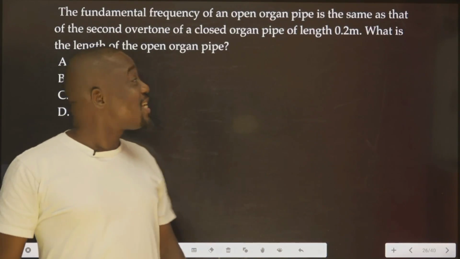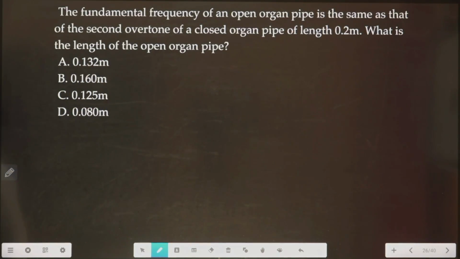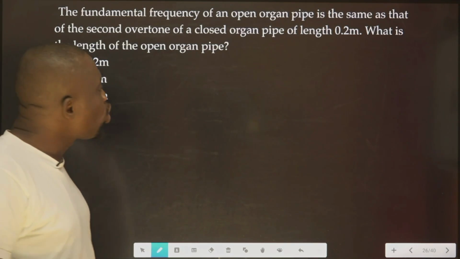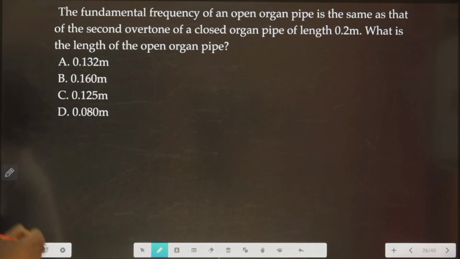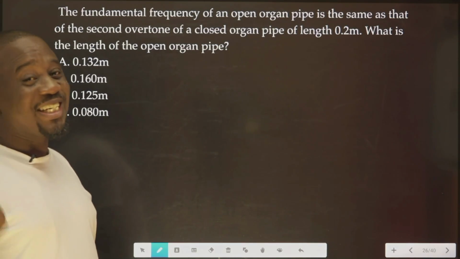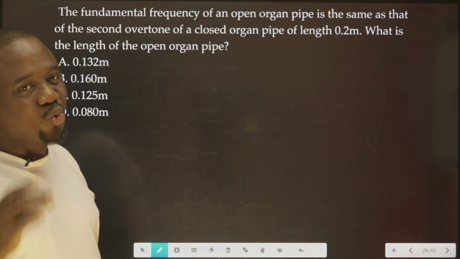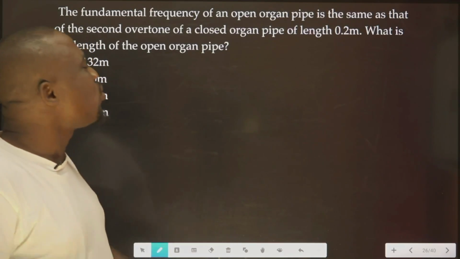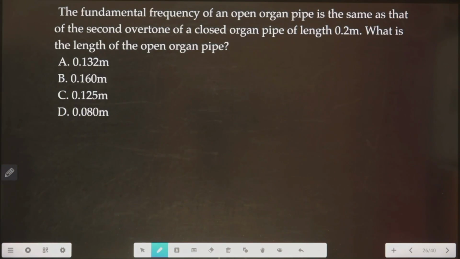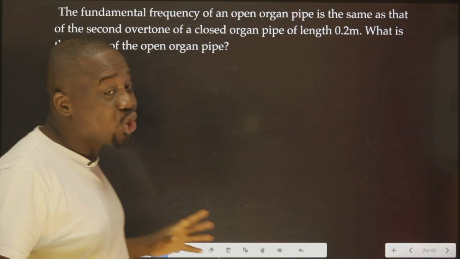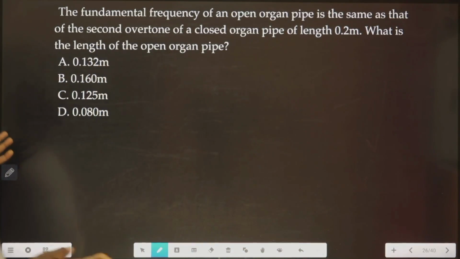Let's look at this. It says, the fundamental frequency of an open organ pipe is the same as that of the second octave of a closed organ pipe of length 0.2 meter. What is the length of the open organ pipe? This question is using some terms here to see if you understand the meaning of open organ, second octave, and so on and so forth. That is the first thing we are going to deal with now, because this might not be the exact question you'll be asked. So why not first of all understand the meaning of all these jargons?